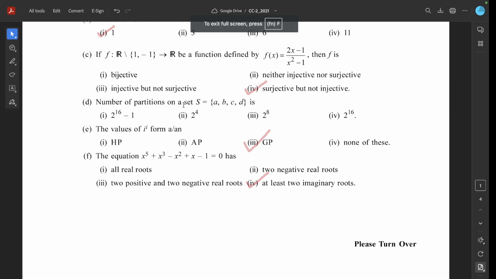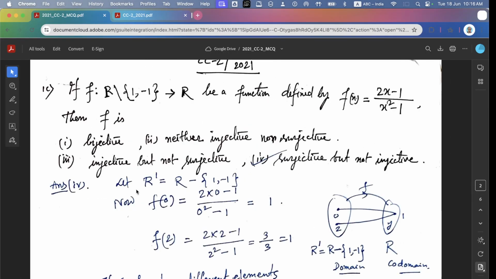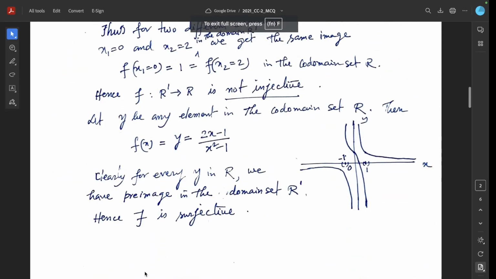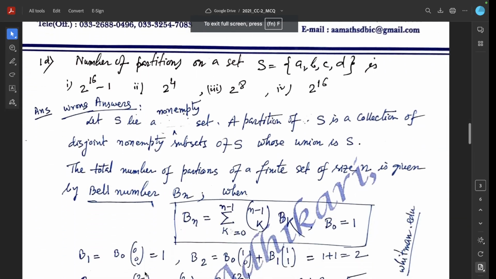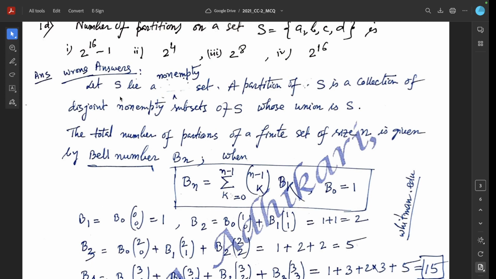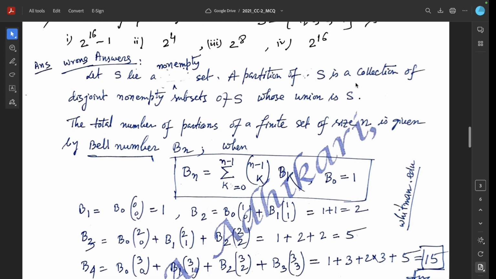d. Number of partitions on the set S = {a, b, c, d}. There is actually no correct answer given. Let S be a non-empty set. A partition of S is a collection of disjoint non-empty subsets of S whose union is S.